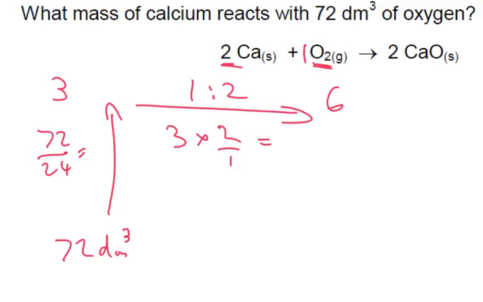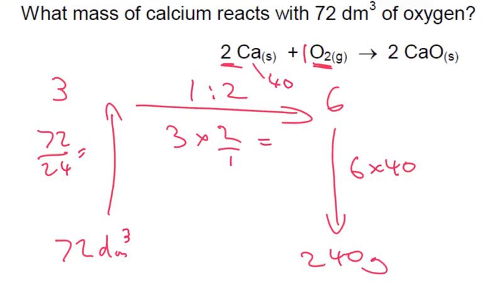Now calcium on the periodic table has got a molar mass of 40, so we're going to do 6 multiplied by 40. That's going to tell us our final mass. So 6 times by 40 is 240 grams. That is our final answer.